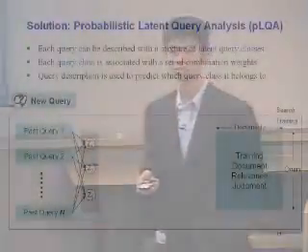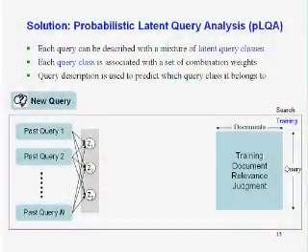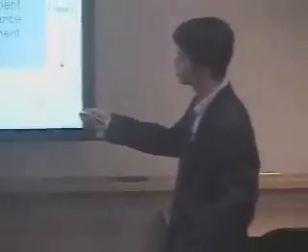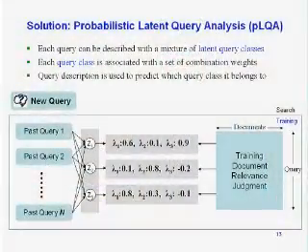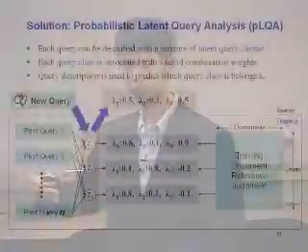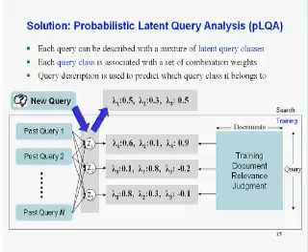And our solution is called probabilistic latent query analysis. This method is built on three underlying assumptions. First, I'm assuming that each query can be described by a mixture of latent query classes, and these latent query classes capture all the information from the query space. Then I'm assuming each query class is associated with a set of combination weights, where the combination weights can be learned from the training collections. And finally, when you have a new query, you can automatically predict which query class the new query belongs to, and automatically determine the best combination weight you should use for this specific query. So now you will see all the query information is encoded in these latent query classes, and you can automatically learn the query classes from the training data.